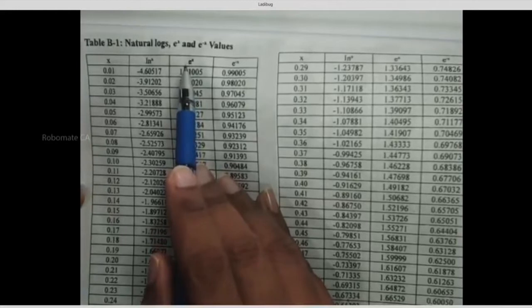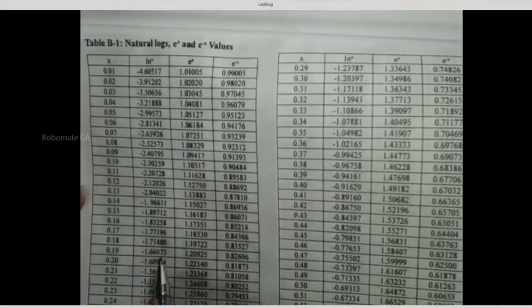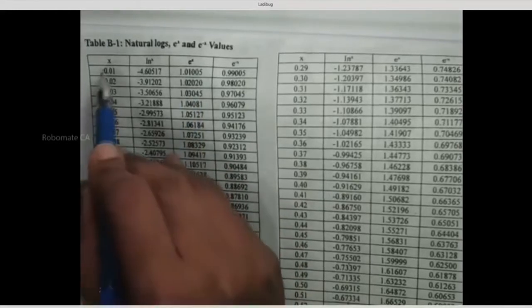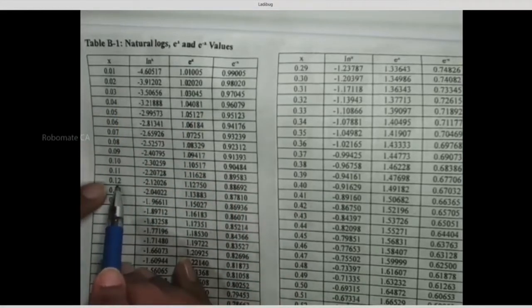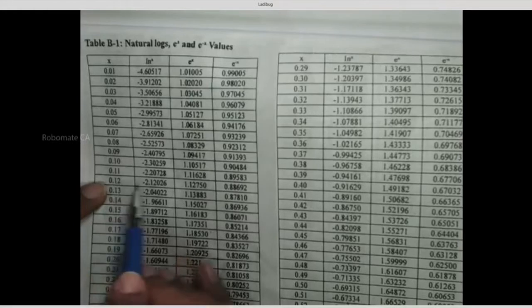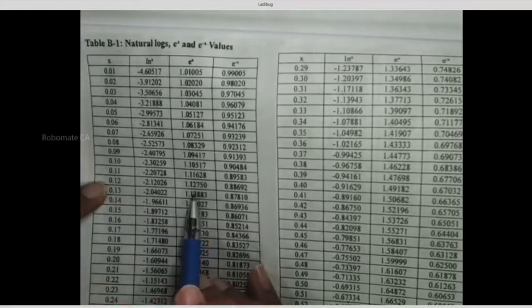Now, you have to see in e power x. Tell me what is the interest rate I want here? It is 12%, 0.12. Are you able to locate it or not? Against 0.12, see what is the number? 1.12750. We wrote it as 1.12748. That is almost the same. Can I proceed or not?